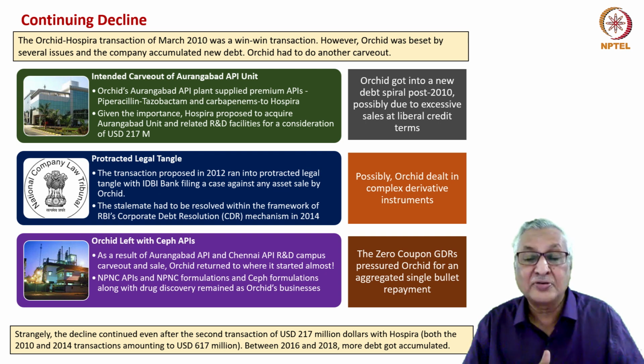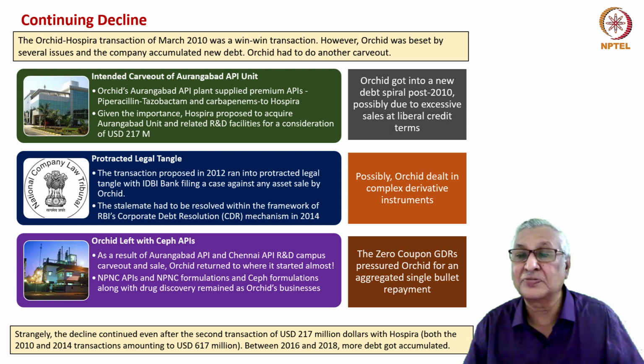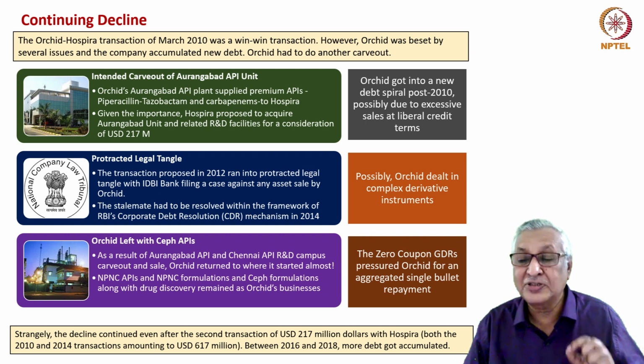In a way, Orchid returned to where it started, almost. NPNC APIs and NPNC formulations and Ceph formulations along with drug discovery remained as Orchid's other businesses. But unfortunately, Orchid also got into a new debt spiral post 2010, possibly due to excessive sales at liberal credit terms to compensate for the revenue dip of the carve out of formulations. Possibly, Orchid also dealt in complex derivative instruments. The zero coupon FCCBs pressured Orchid for an aggregated single bullet repayment during this period.